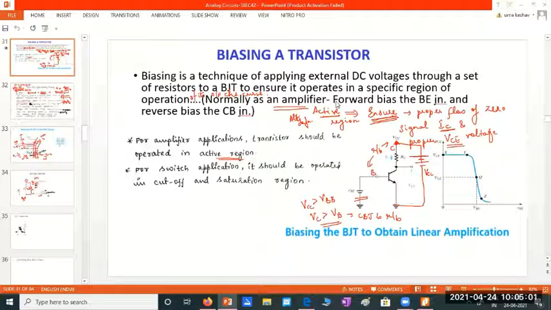And please remember, normally that specific region is the what? Active region. We usually want the transistor to work in the active region, and more often than not, biasing is needed only for the active region. For the other two regions, even without biasing, we can manage. If we want the transistor to work in cutoff or saturation, even without biasing, by just giving input signals of certain magnitude, you can put it into those regions. But for the active region, biasing is a must.